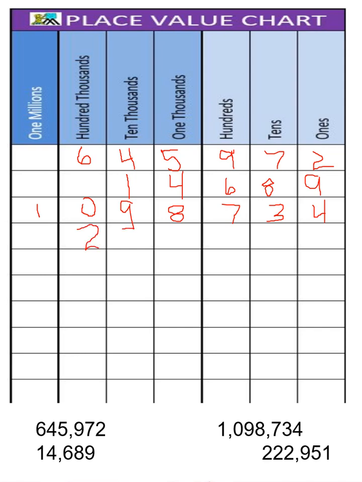2 and a 2 and a 2. So that's going to be 222,951. Okay, I hope that helps some of you. I hope it will help you with the next page.